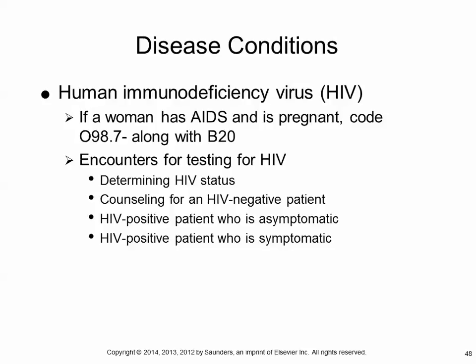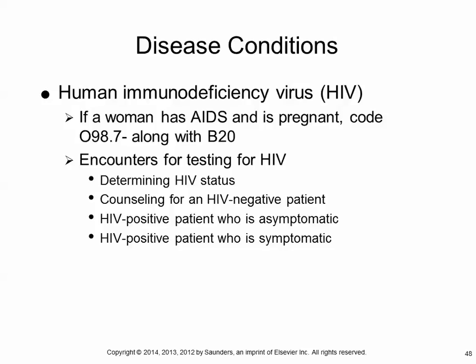If you have counseling for an HIV negative patient, so you have a patient who did the screening previously, and came back in to get the results, and they're negative, most of the time you want to counsel them on high-risk behaviors. So when that happens, you're going to code Z71.7. Now the key word is negative. They have to be negative in order to use that Z71.7 code.